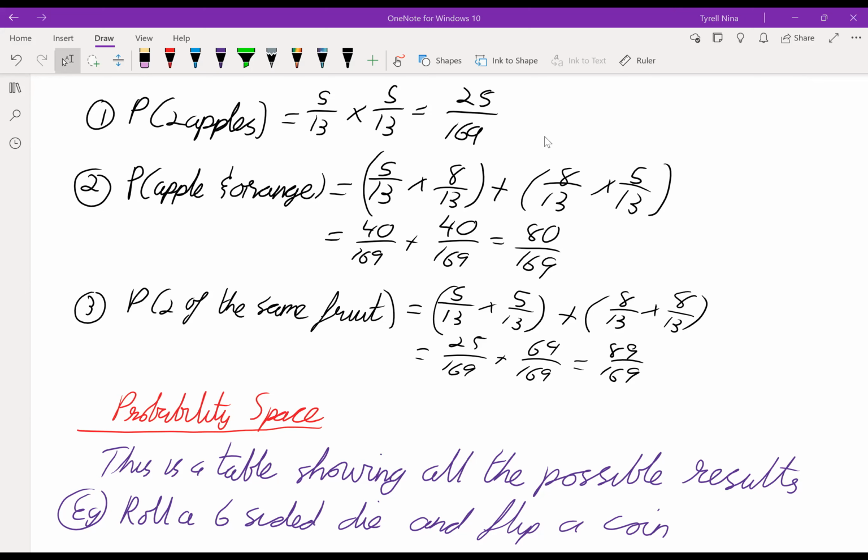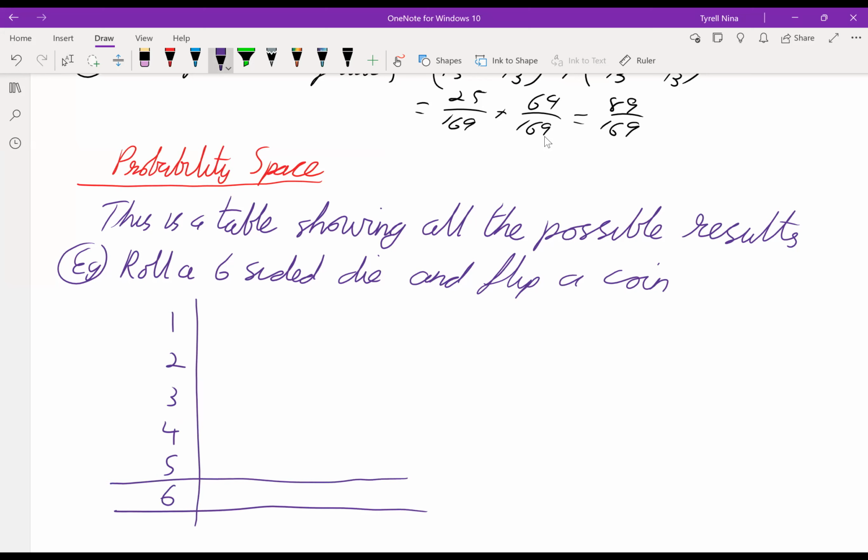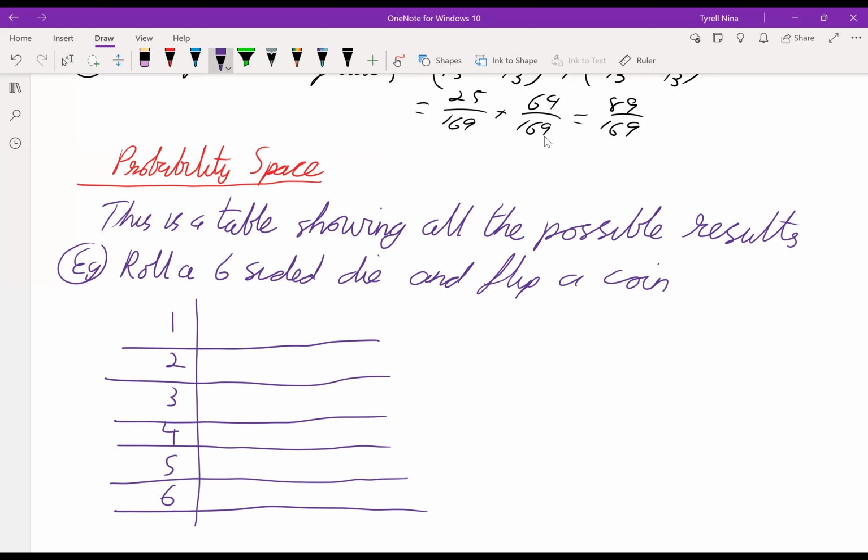So in this case here, we could have 1, 2, 3, 4, 5, 6. Those are the results of the dice.